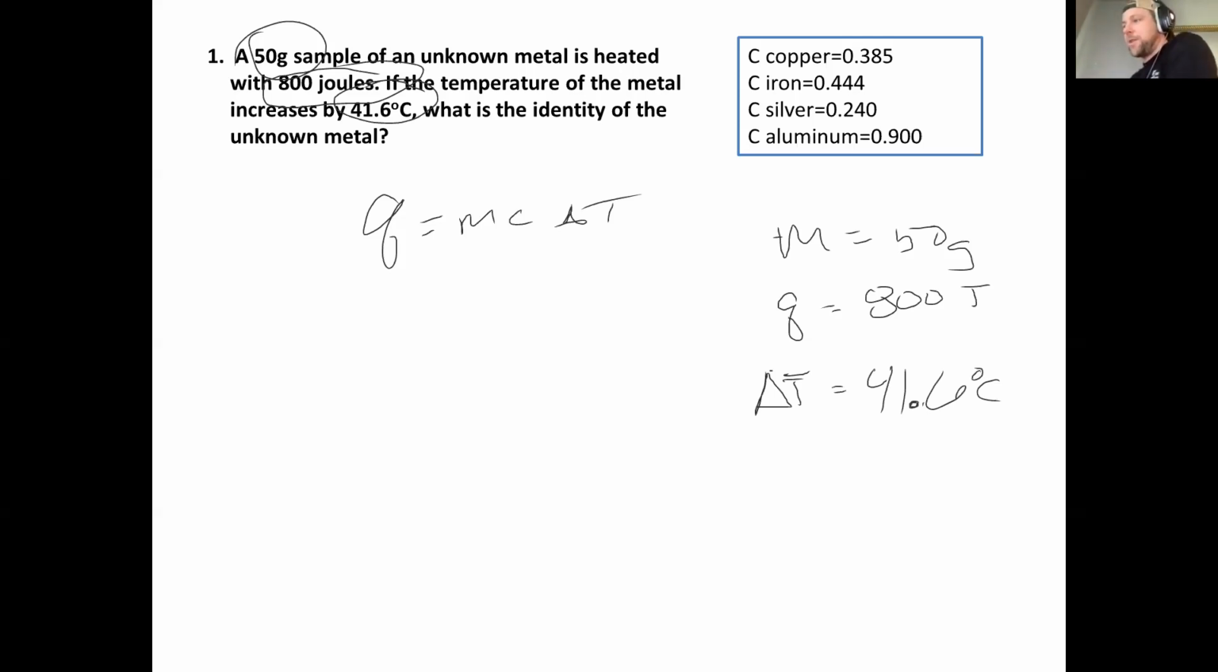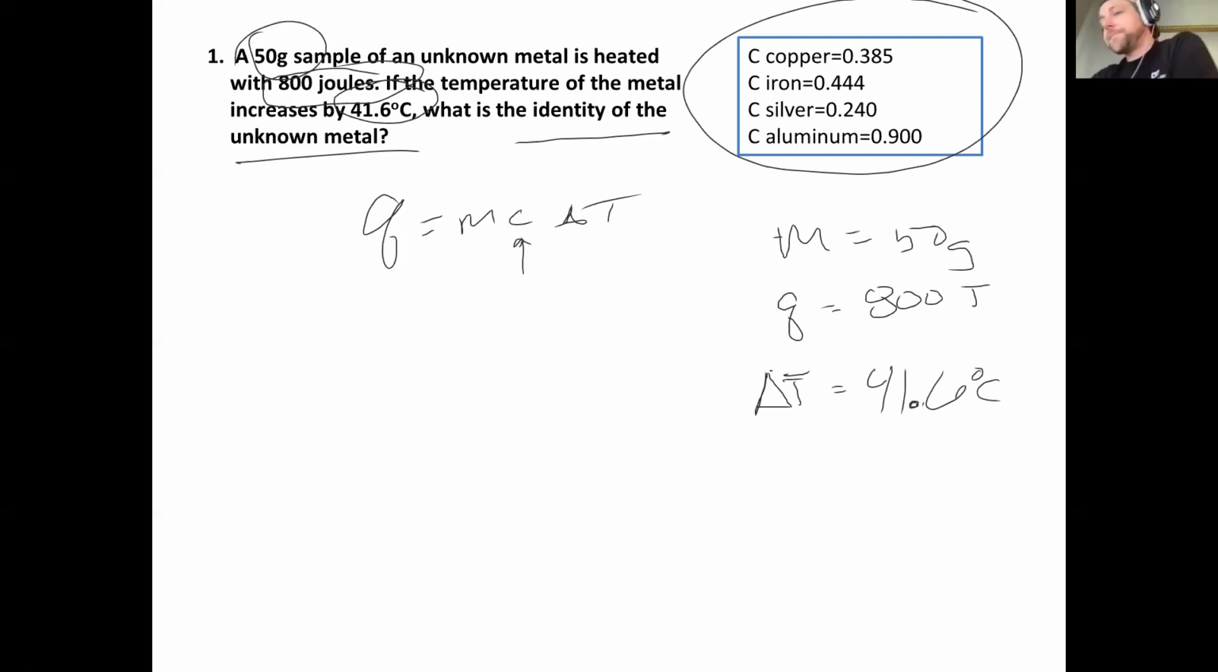So looking at this question and the given information, the only variable that we don't know is this specific heat value, which is C. And I've given some C values in the top right corner. So we're going to take these values, plug them in, and solve for C. Once we solve for C, we can match it up to an unknown metal.